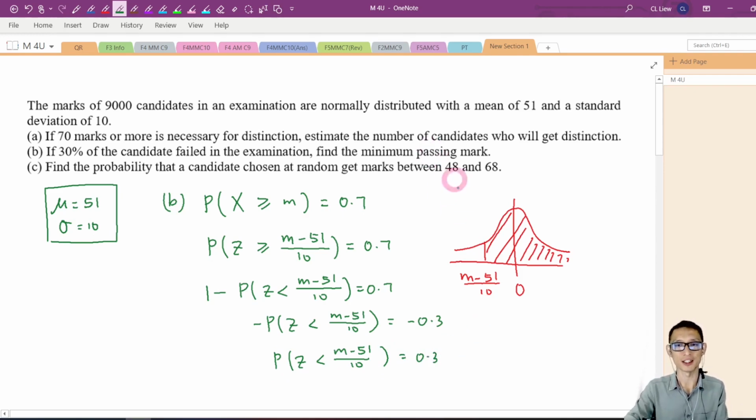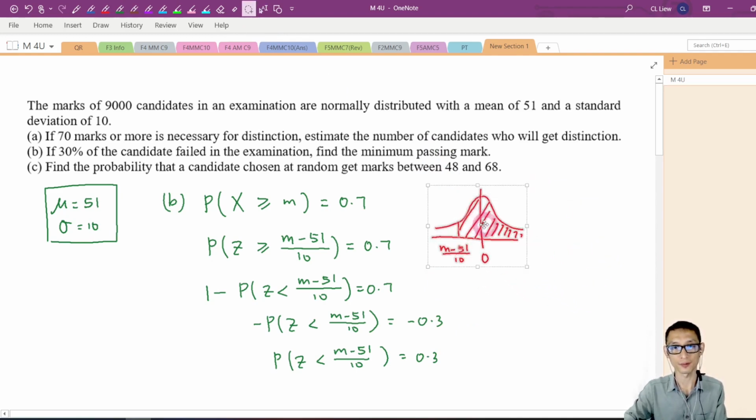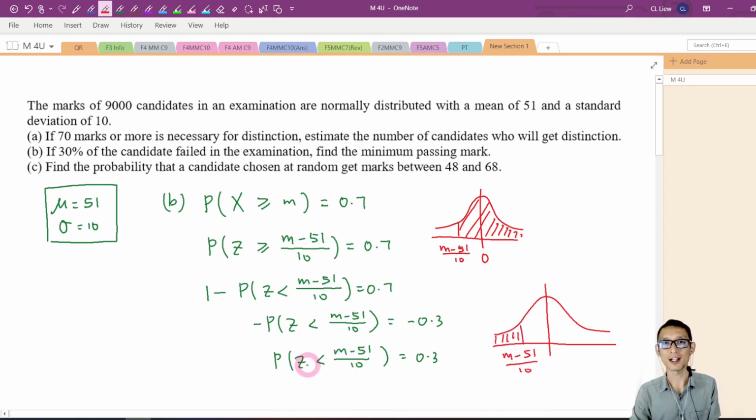Now let me sketch another diagram for you. But this is less than. Remember I told you that if you want to get the answer from a table, you need to change it to greater than, right? So I'm going to reflect this over here. Try to think, what should we write here? I'm going to change it to become 51 minus M divided by 10.